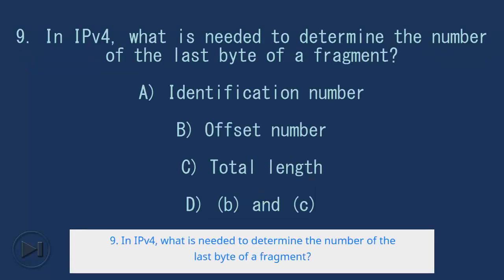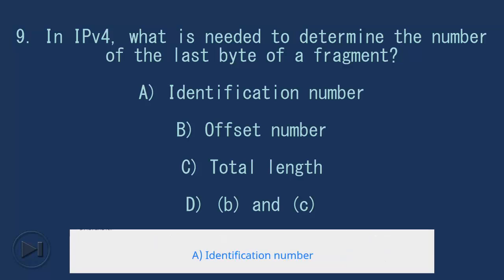9. In IPv4, what is needed to determine the number of the last byte of a fragment? A. Identification number. B. Offset number. C. Total length. D. B and C. Answer, D. B and C.